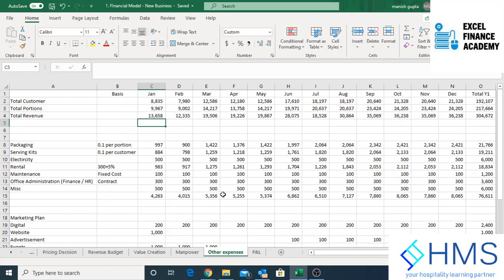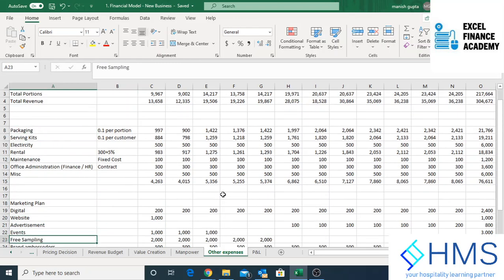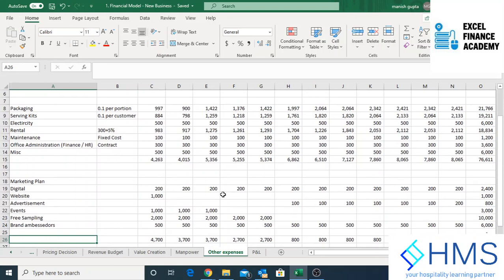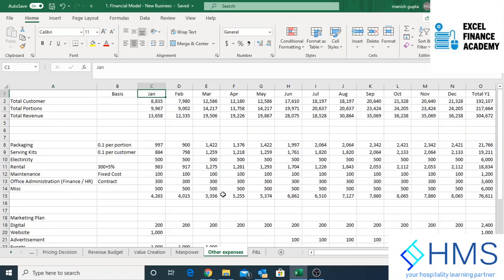Then we also looked at what the other expenses are. Other expenses means your packaging, your serving, your electricity. What we discussed yesterday was that we need to list down first the total expenses that we may have to incur. It can be packaging, serving, electricity, rental, maintenance, office, marketing expenses, and everything else, right? So this is how we are going to drive the total. And then we are going to look at how they are related to our business volume.